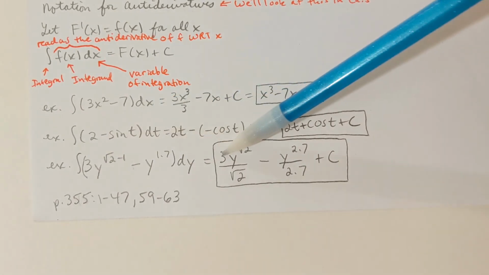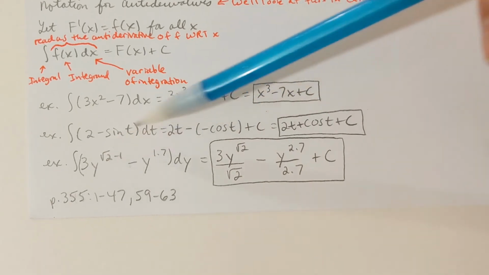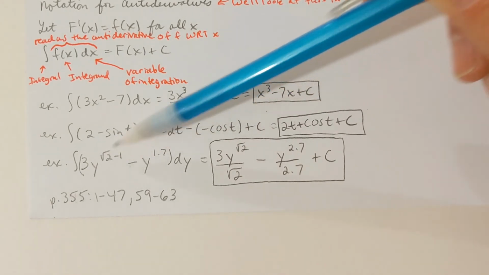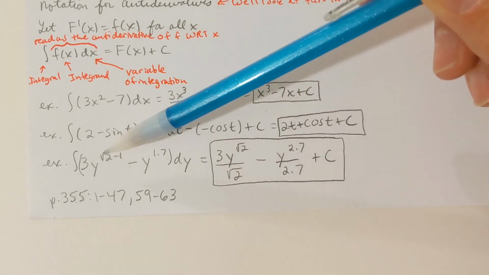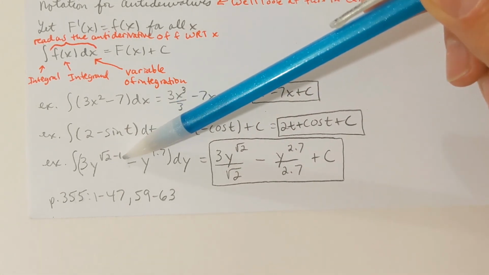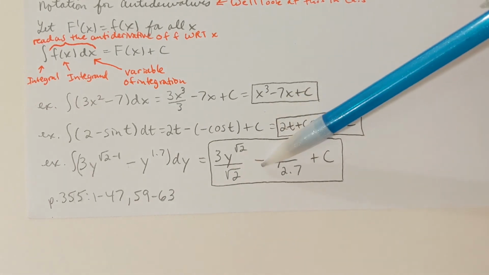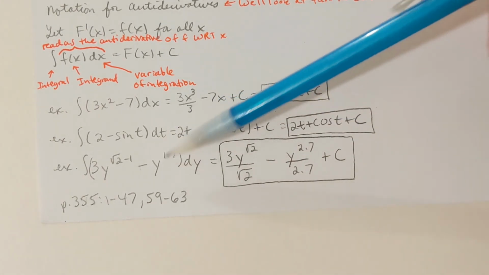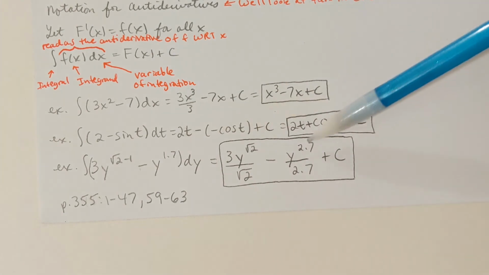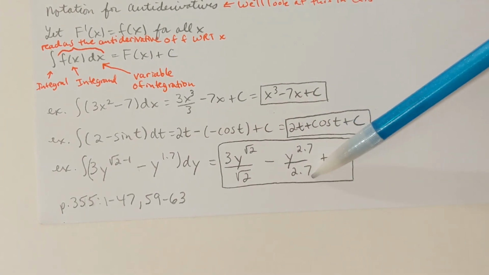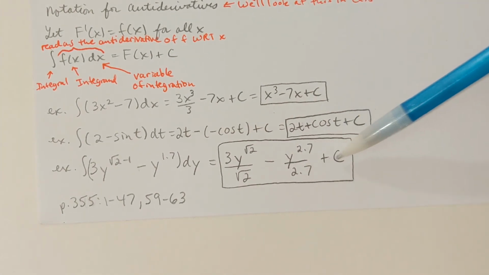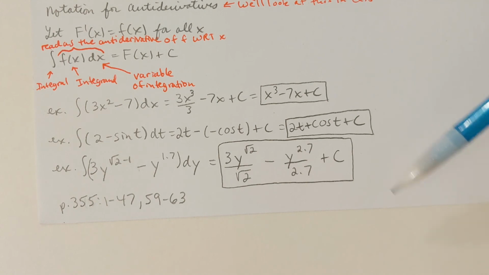3 is a constant, we'll leave that as is, and we'll apply the reverse power rule then. You're going to add 1 to the power, divide by the new power. So if I add 1 to the power here, I'm going to have root 2 and then divide by the new power, minus y to the power, you're going to add 1 to the power, that's 2.7, divided by the new power, 2.7, plus a constant. And that'd be my answer. That would be the antiderivative there.